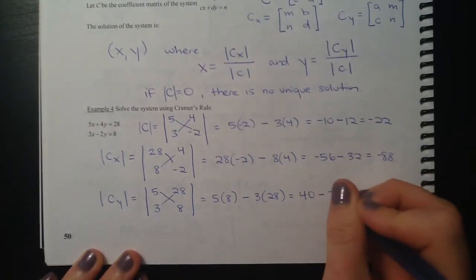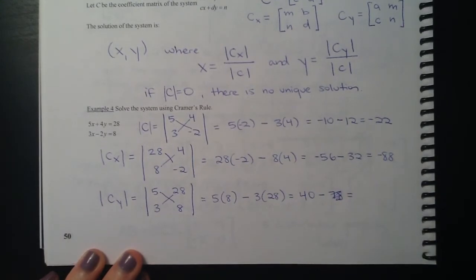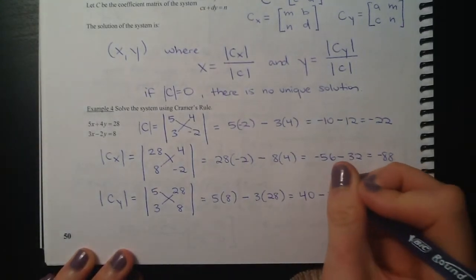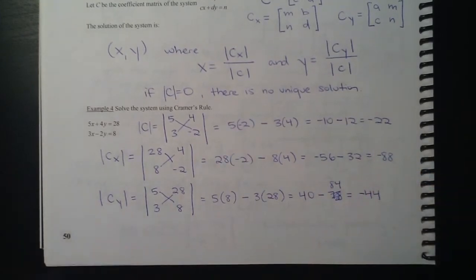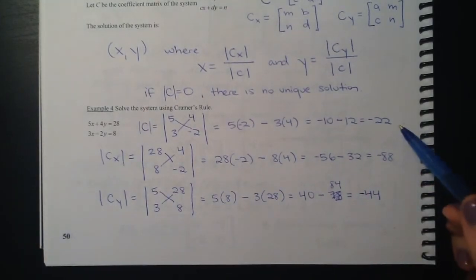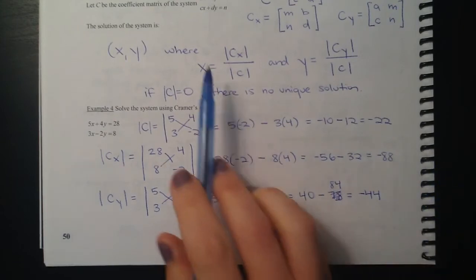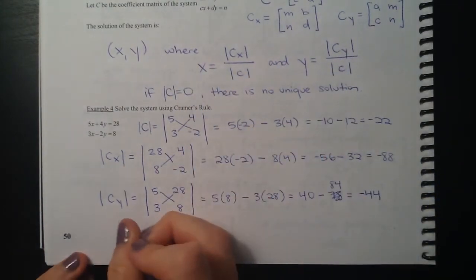Okay, I'm sorry, it would not be 78. We would have 60 plus 24, so that would be 84. So we subtract here, we get negative 44. Okay, so those are my three determinants. So we use these formulas up here.